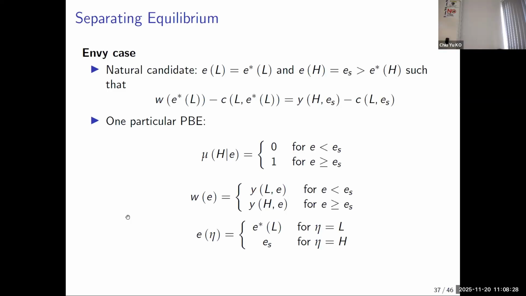That's why people do pre-docs, people do postdocs, and stay longer in school. So that is how it works. That's why the high type has an ES which is higher than E star H. The reason is that getting more education is more costly for the low type, and you want separation, so the high type gets more education.